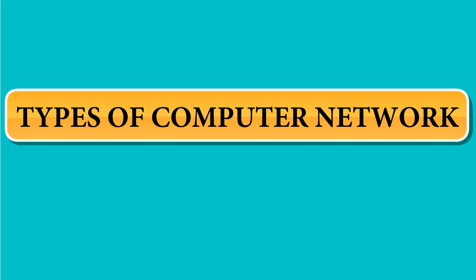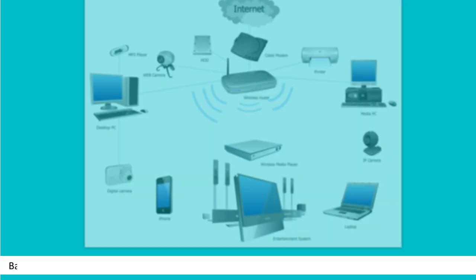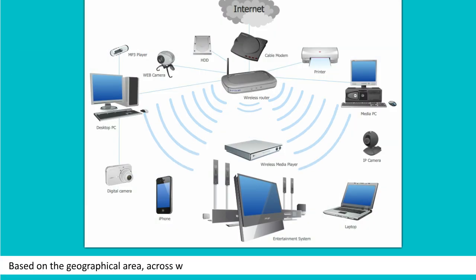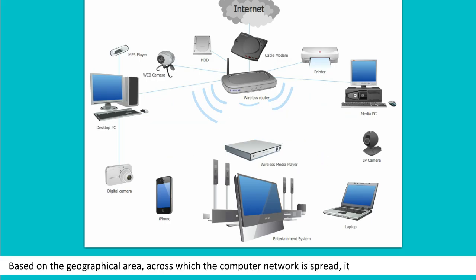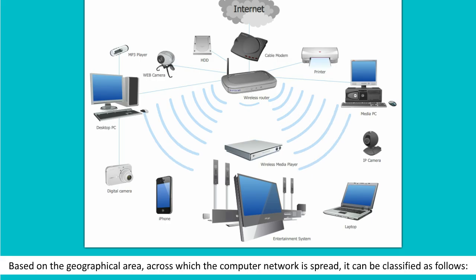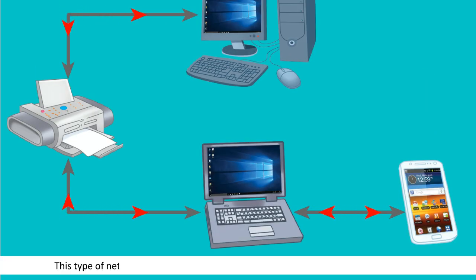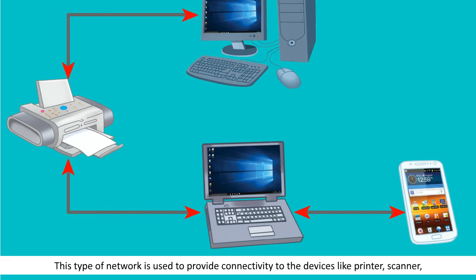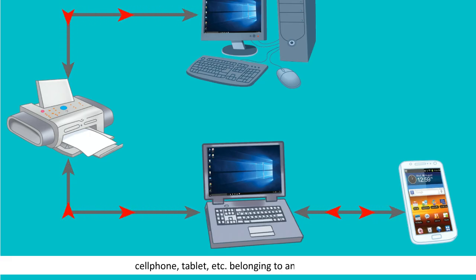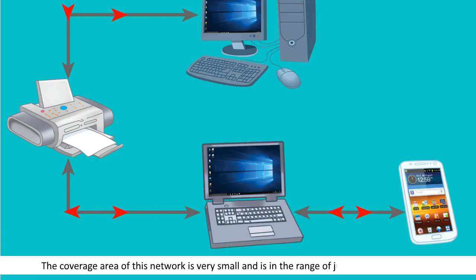Types of computer network. Based on the geographical area across which the computer network is spread, it can be classified as follows. PAN or Personal Area Network. This type of network is used to provide connectivity to the devices like printer, scanner, cell phone, tablet, etc. belonging to an individual. The coverage area of this network is very small and is in the range of just 5 to 10 meters only.